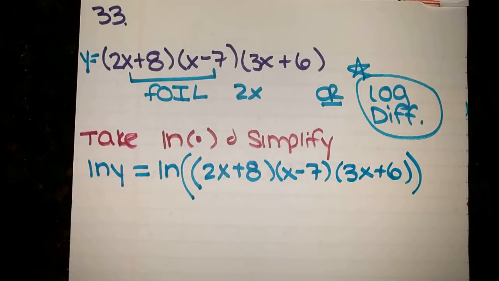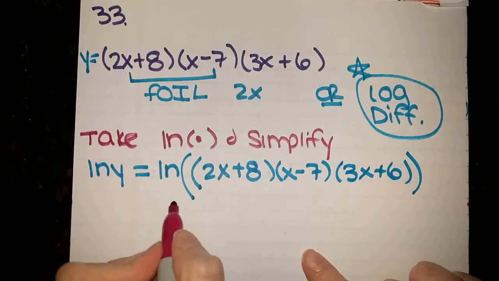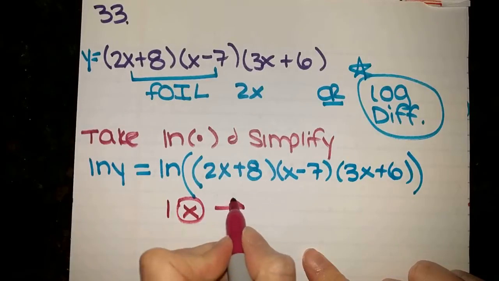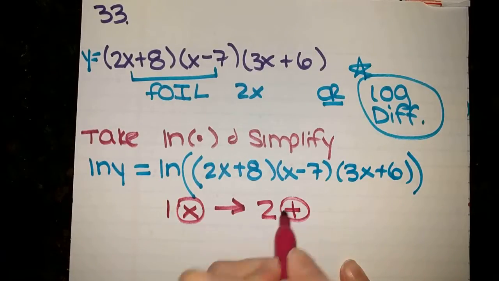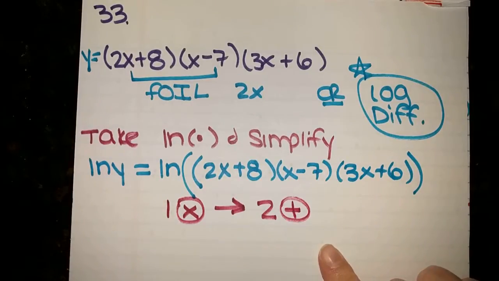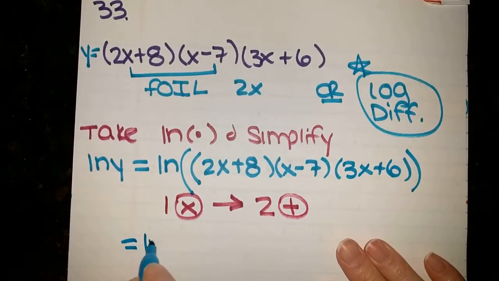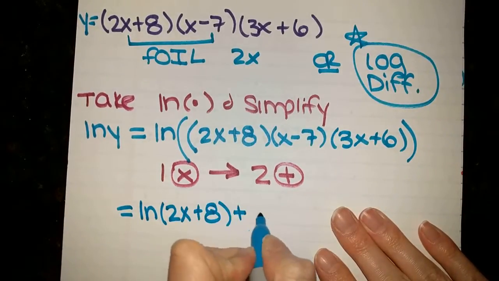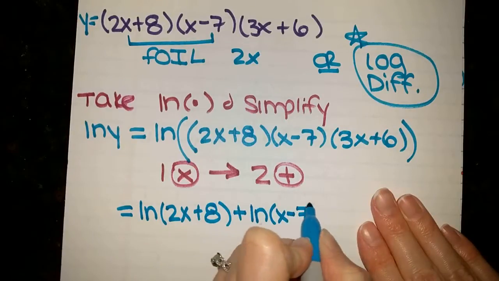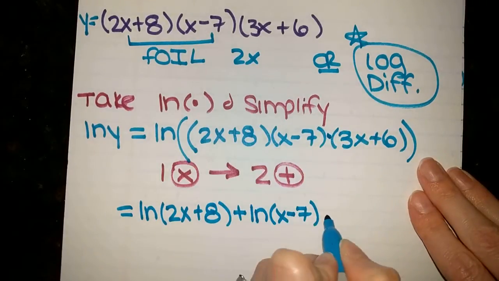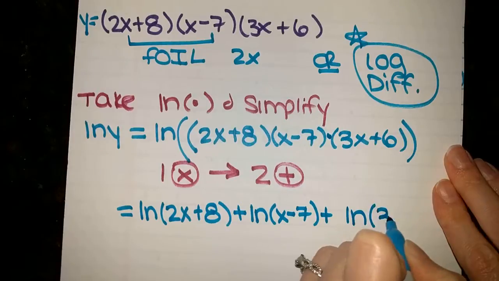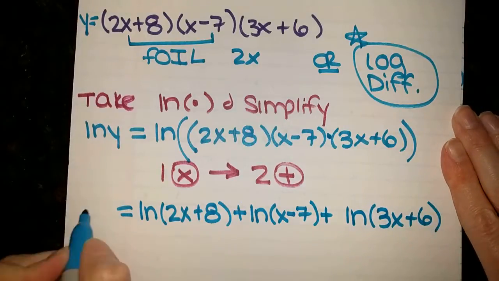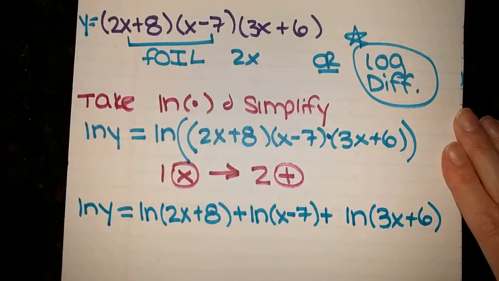Then I use my log properties, and I do have this log property that says one multiplication inside becomes two logs added. So what I can do on the right-hand side is split this up into natural log of 2x plus 8 plus natural log of x minus 7, and by the same token, this multiplication would become plus natural log of 3x plus 6. On the left-hand side, natural log of y. So I take my log and I simplify.